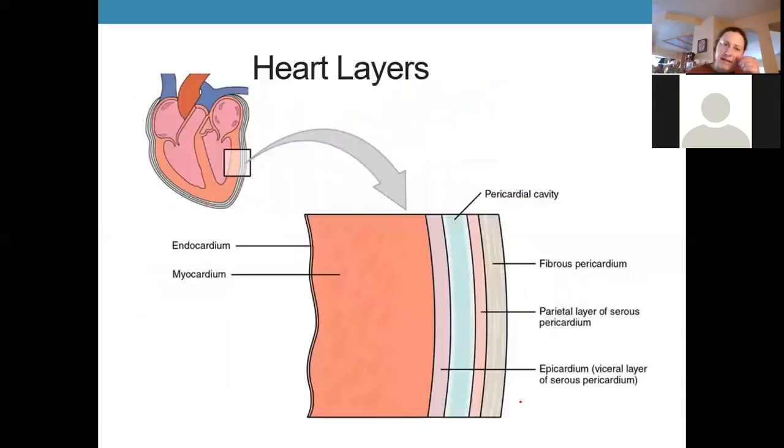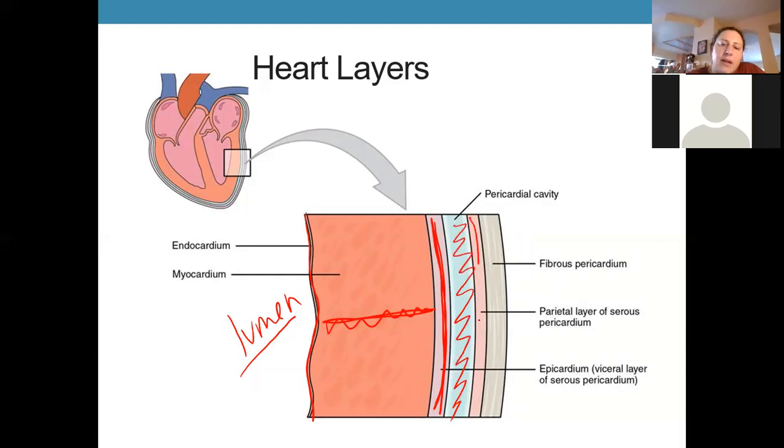So if we look at all of that as layers, if this is the inside of the heart, so the lumen, the endocardium is just this thin little layer. The myocardium or cardiac muscle makes up the majority of the wall of the heart. And then we have the epicardium or visceral layer of the serous pericardium, pericardial cavity with a little bit of pericardial fluid, parietal layer of the serous pericardium, and then the fibrous pericardium on the outside. All right. So all of that contained within the pericardial cavity.